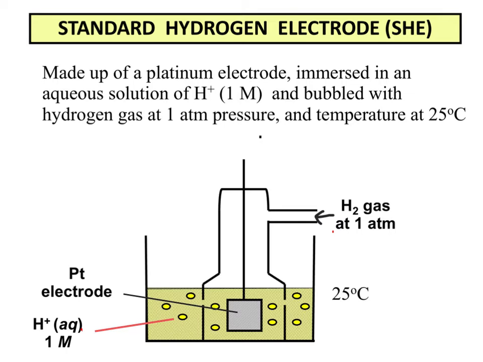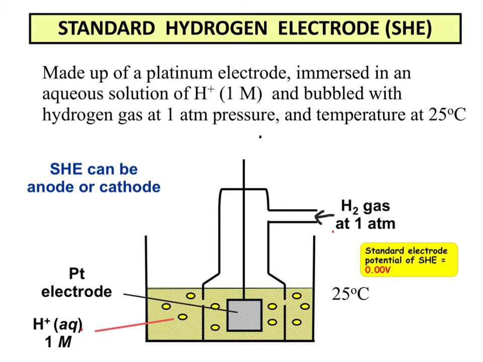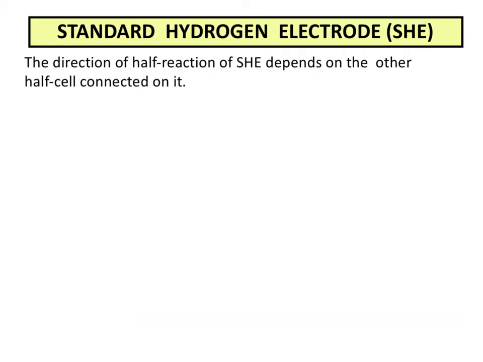The value of the standard electrode potential of the standard hydrogen electrode is 0 volt, and the standard hydrogen electrode can be anode or cathode. It can be anode or cathode depending on the other half cell connected to it.